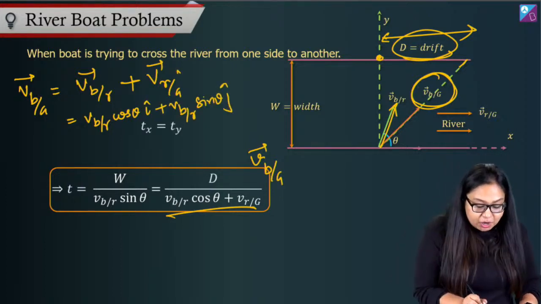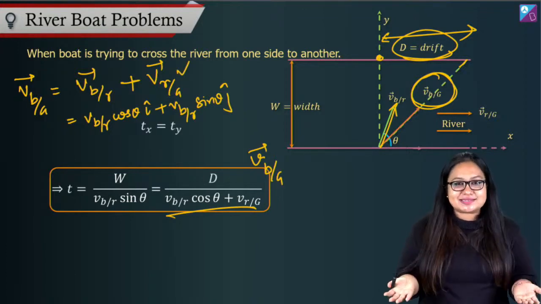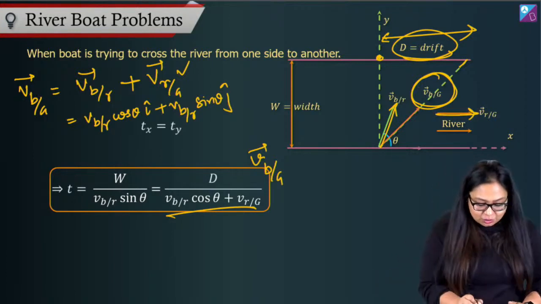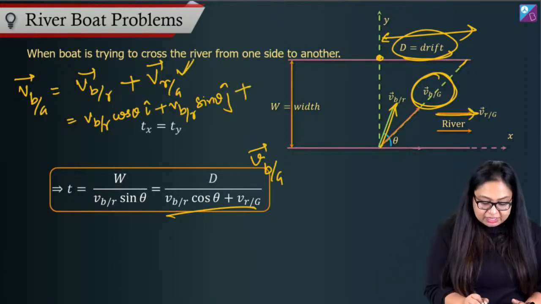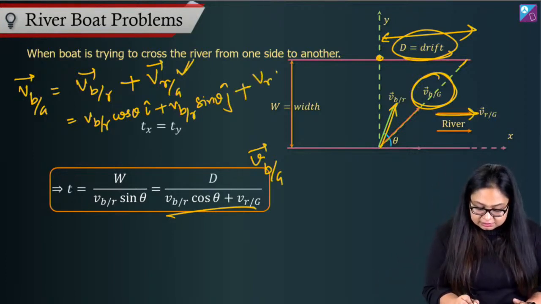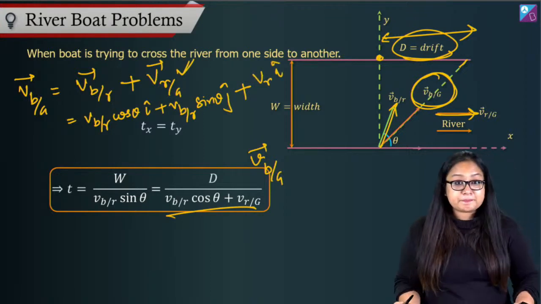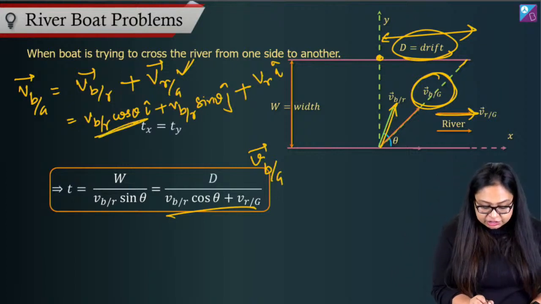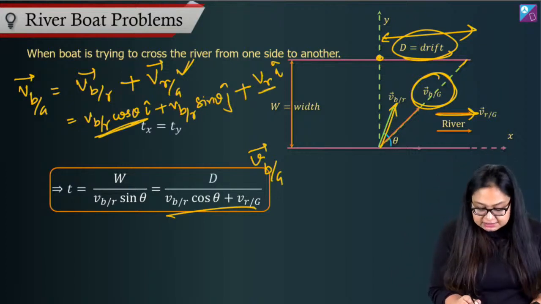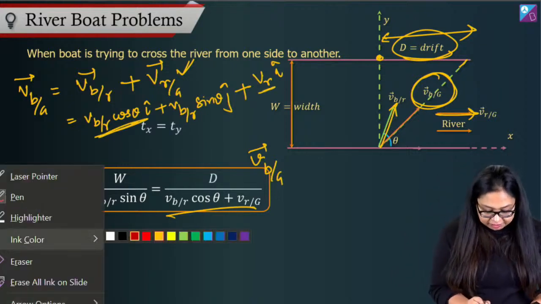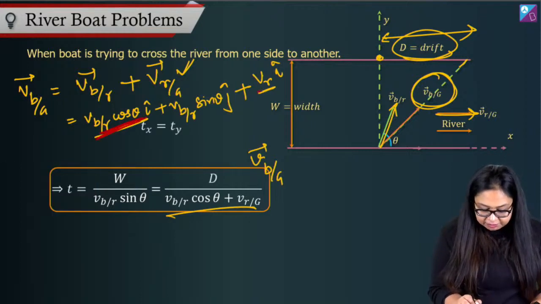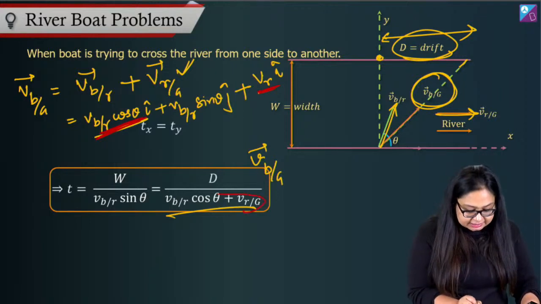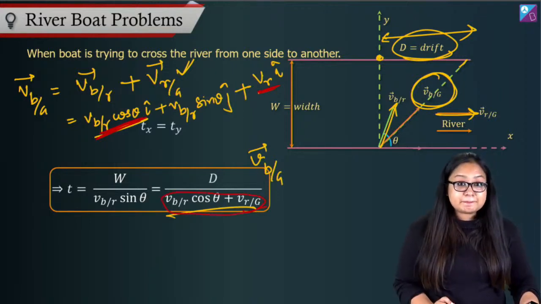Now, when I talk about the river's velocity, the river is along the x-axis only, right? The river is flowing like this, so this is equal to VR i cap. Now if I take them together, I will say that the x direction velocity is VBR cos theta plus VR. This is taken from here, and this is taken from here. When I add them up, VBR cos theta plus VR, this is the x direction velocity, right?